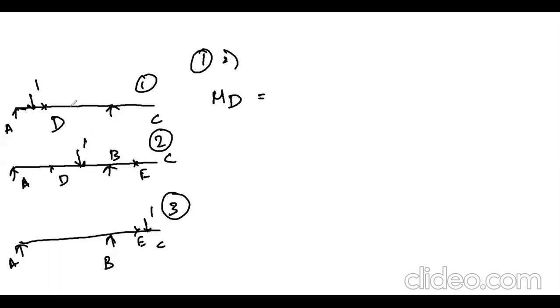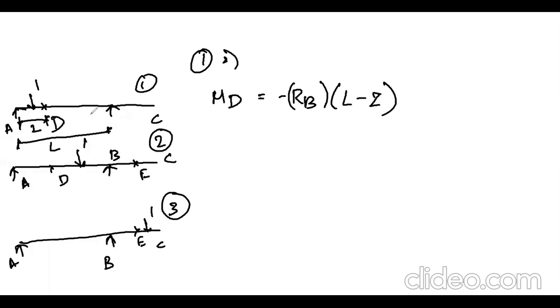Now I am taking the right side portion, so the value will become minus RB into its corresponding distance L minus Z. This is Z, this is L. So the distance between this point and RB is L minus Z. Am I right? You know the value of RB as X by L. So the value of MD will be minus X by L into L minus Z.